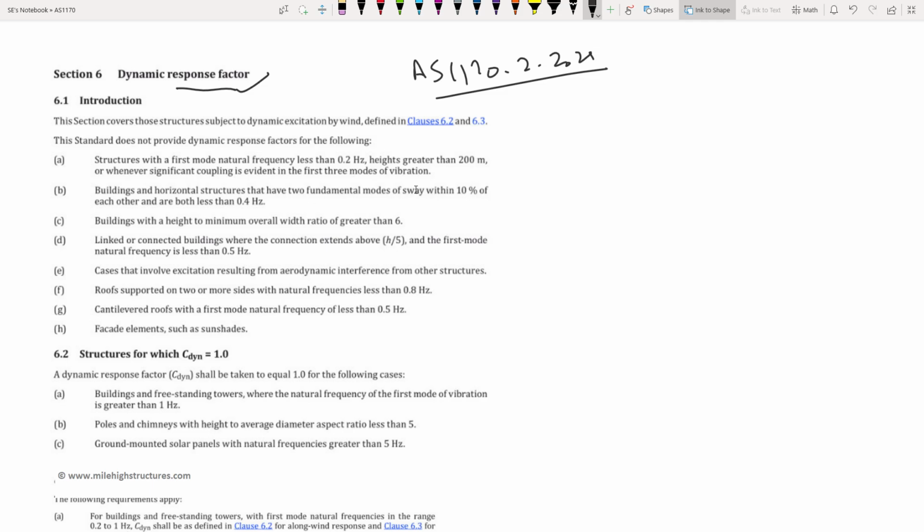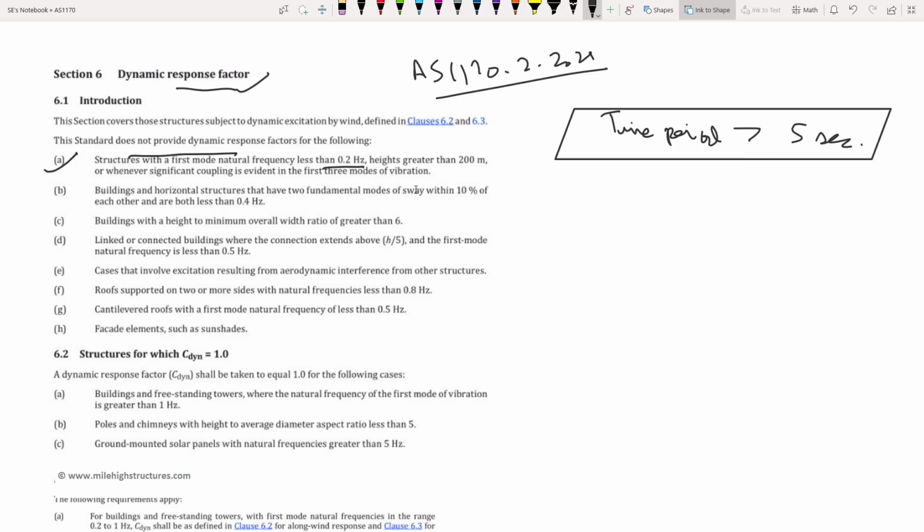So this standard does not provide the dynamic response factor for all kinds of structures. There are some exceptions also. First exception is a first mode natural frequency less than 0.2 hertz. It means that the time period of the structure is greater than 5 seconds, only then we can say that the frequency is less than 0.2 hertz, and that is a very tall building. Height greater than 200 meters, or wherever significant coupling is evident in the first three modes of vibration.